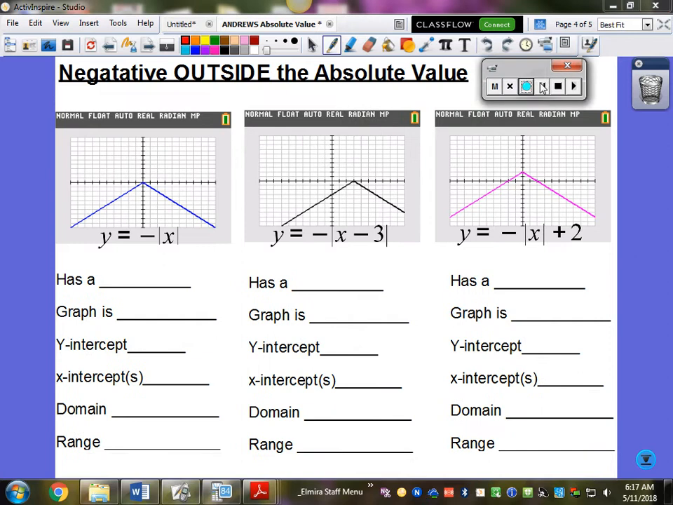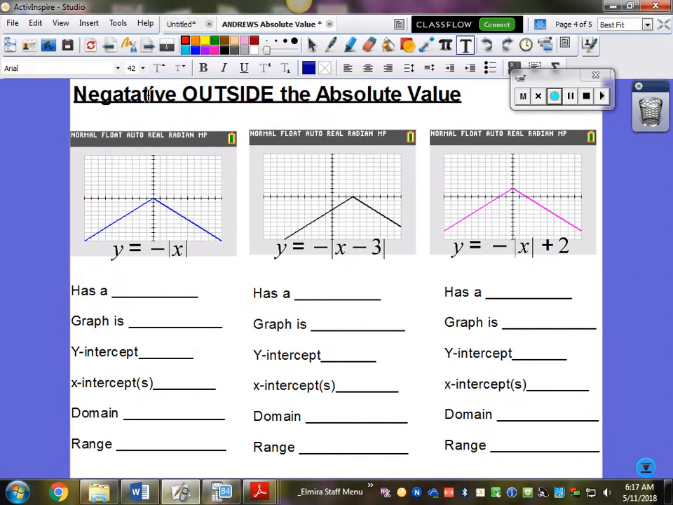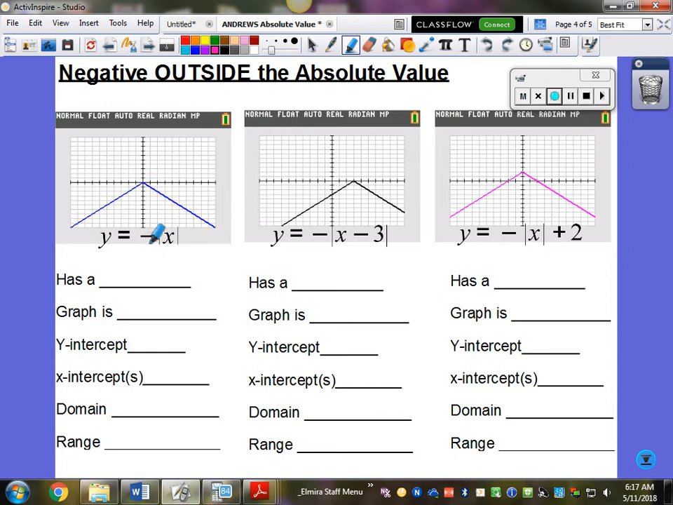Well, I found a typo. Negative. There we go. All right, negative outside the absolute value.